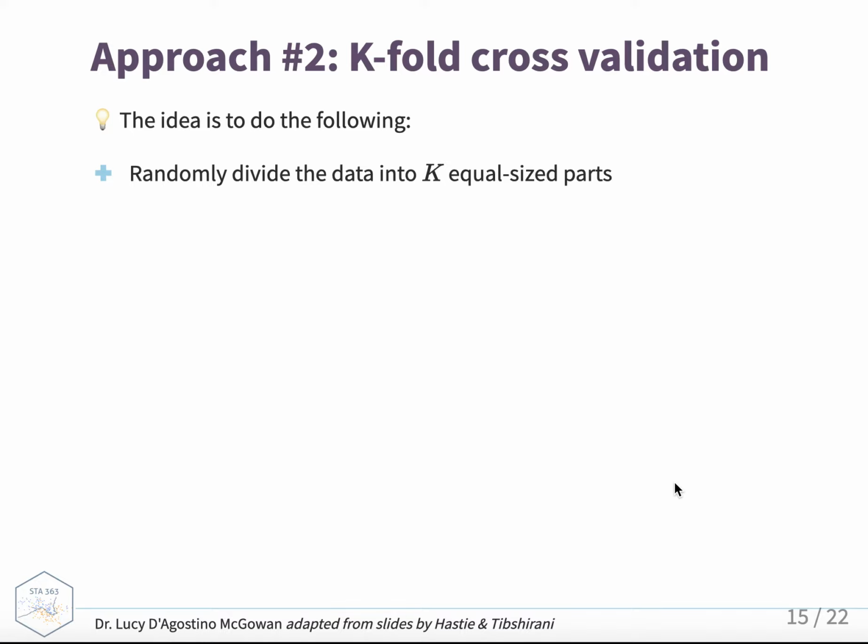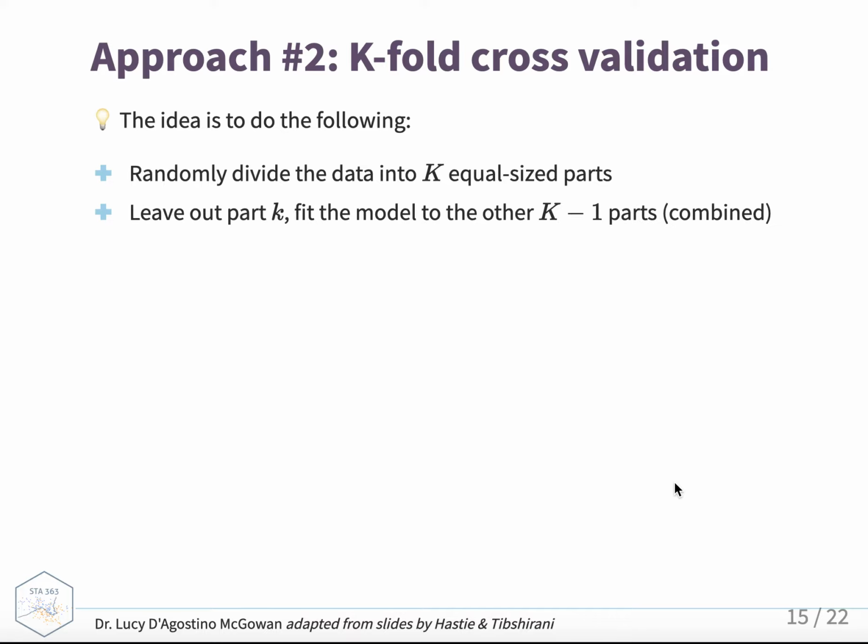So let's try a slightly different approach. This is called k-fold cross-validation. It's a similar approach, but with some slight improvements. Instead of dividing my data in half, I'm going to randomly divide my data into k equal-sized parts. I'm going to leave out part k and fit the model to the other k-1 parts combined. So for example, I could divide my data into 5 equal-sized parts, and I might leave out part 1 and fit the model to parts 2 through 5.